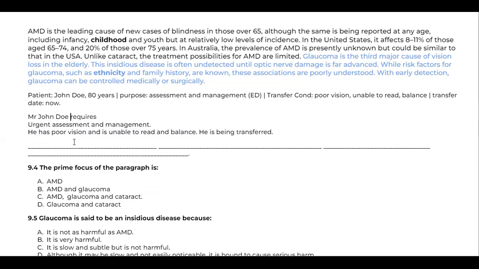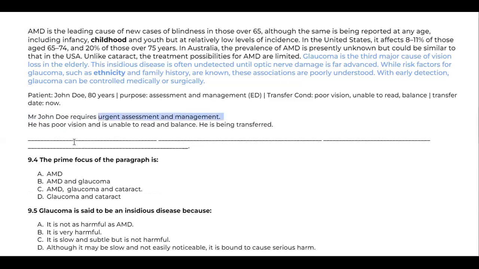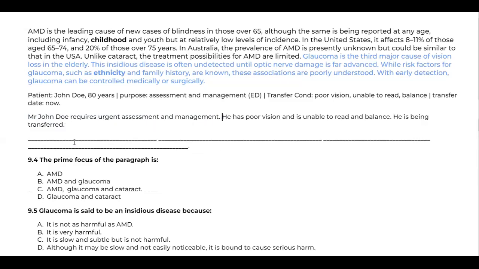Fine. So you used the PRPTT method. P stands for patient, R stands for require: urgent assessment and management, which is the purpose of the letter. He has poor vision and is unable to read and balance. That is the present condition, and he is being transferred. If you want, you can combine these two sentences into one.